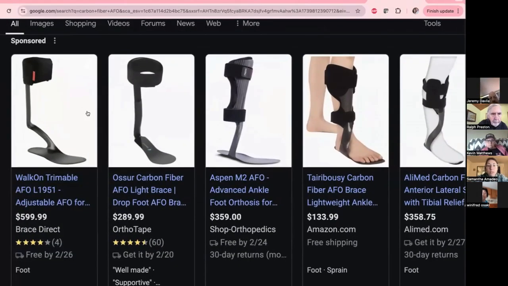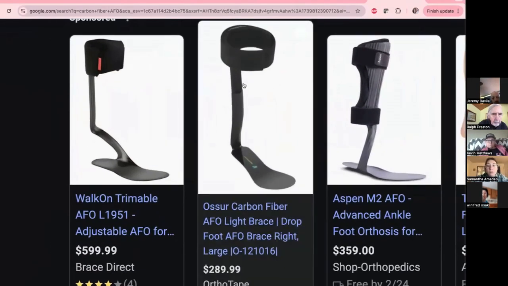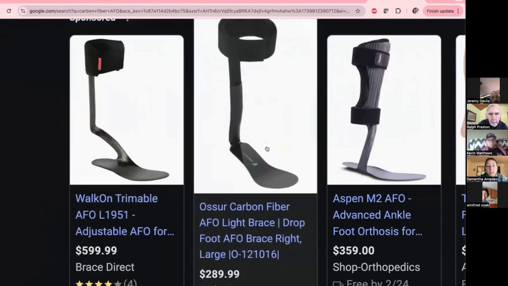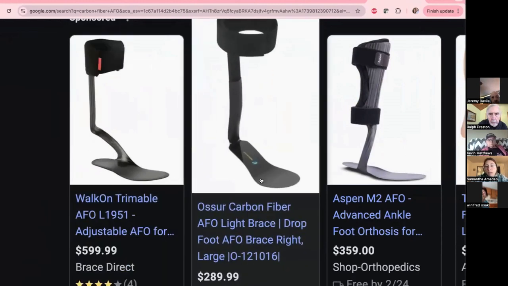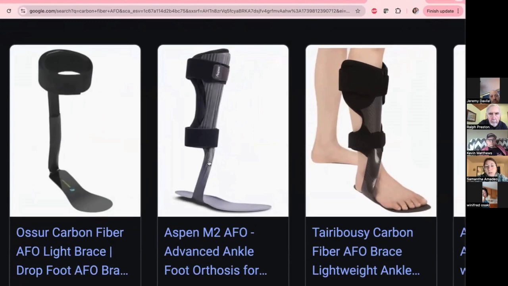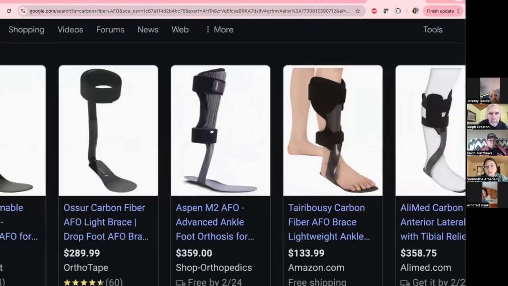You can see here, I'm just going to show you quickly. This is a typical carbon fiber, and look how thin this is. It's almost like a shoehorn. It slides into the back of your shoe. Look how nice and thin this is. And this is the one with the front shield.